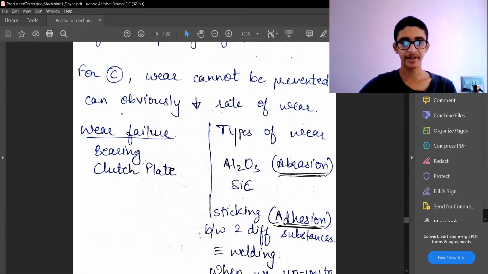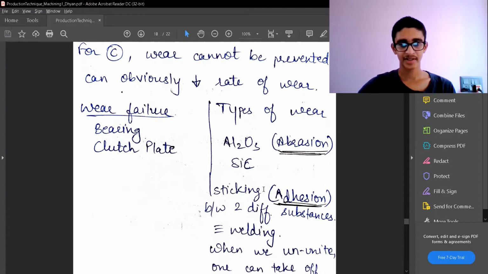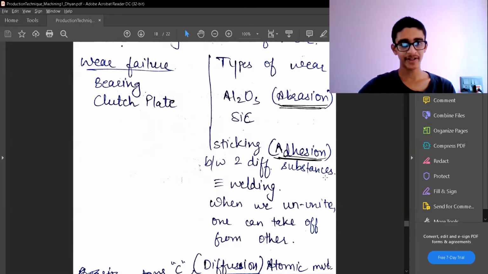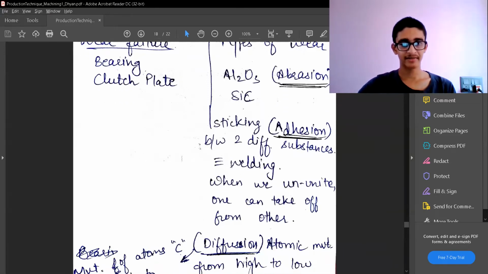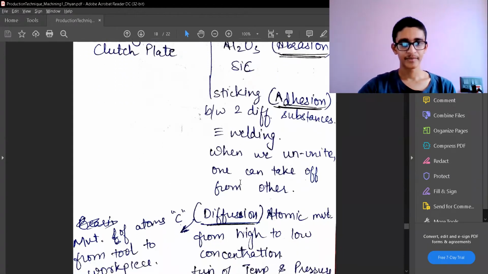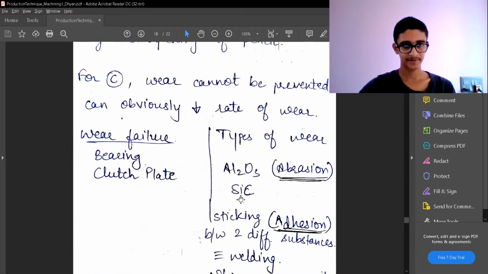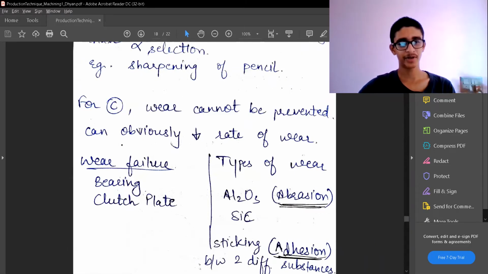And the types of wear will be, the first is abrasion, then we have adhesion, that is because of sticking between two different surfaces, which occurs in welding also. And the third is diffusion. Diffusion means movement of atoms from the tool to the work surface, and this is atomic movement from high to low concentration, and it is a function of temperature and pressure. So there are three types of wear, and we know that wear cannot be prevented completely. We can reduce the rate of wear.